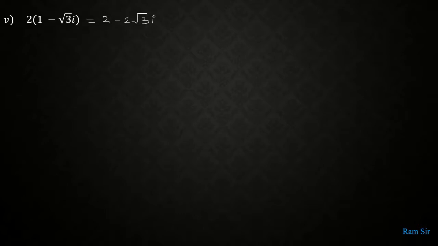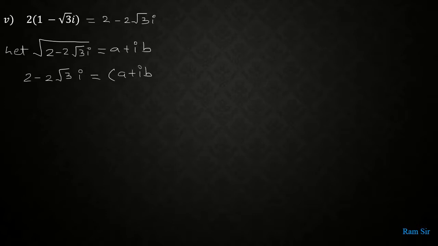Now we have to find the square root of this complex number. So let us assume the square root of this complex number 2 minus 2 root 3i will be a plus ib. So our ultimate aim is to find the value of a and b. As we know, the first step is to remove the square root sign by squaring both sides. That gives you 2 minus 2 root 3 multiplied by i is equal to, on the right side we will get a plus ib the whole square.